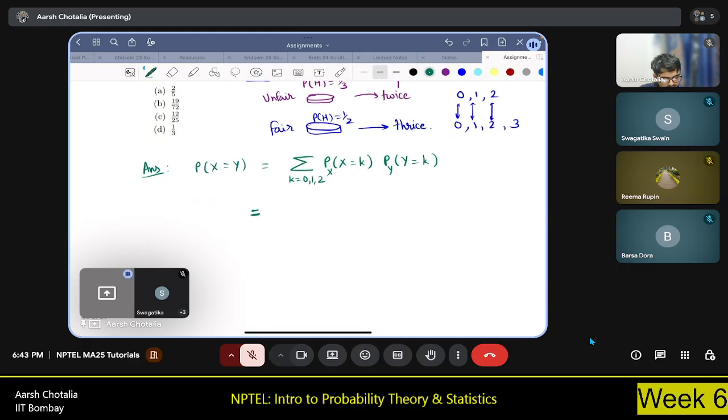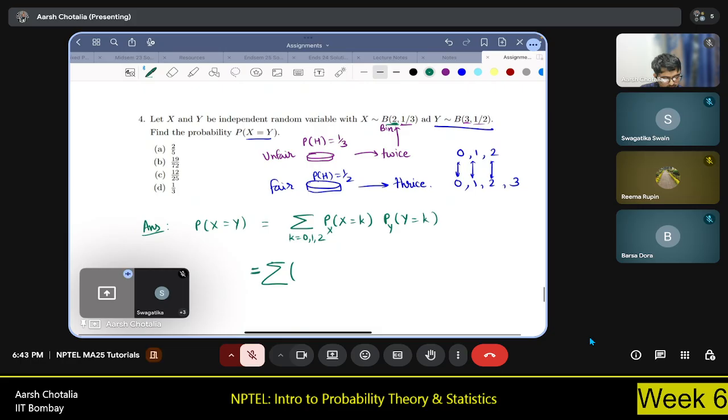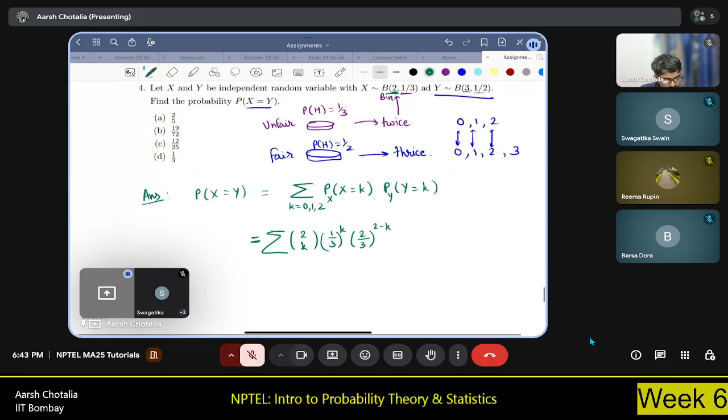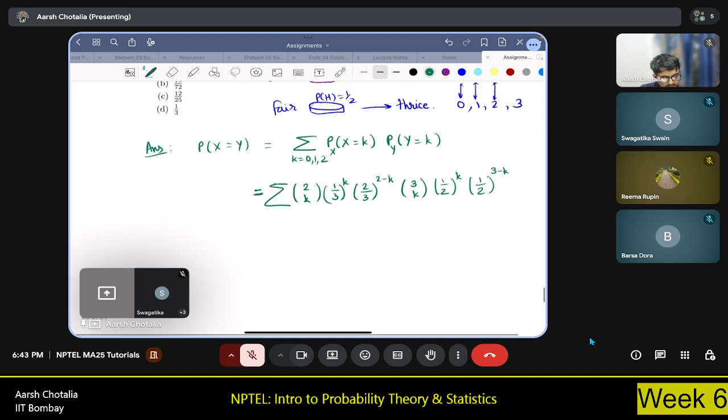So when k is equal to 0, let me do it systematically. For the first case, we have 2ck, then the heads, which is the success probability, 1 by 3 raised to k, and 2 by 3 raised to 2 minus k. This is the binomial probability, right? And for the other one, again, it is 3ck, but with 1 by 2 raised to k and 1 by 2 raised to 3 minus k. K is equal to 0 to 2.